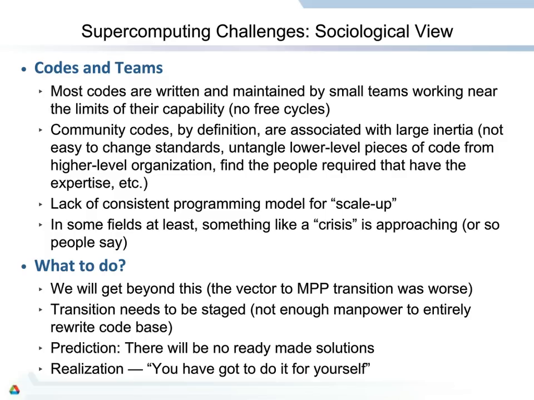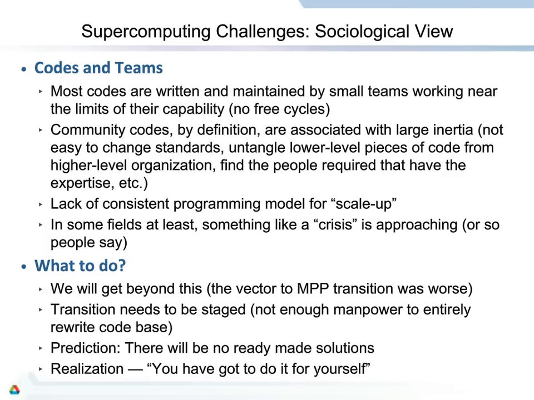There are two things that you have to realize. Even though the solution may be possible, it is very unlikely that there will be ready-made solutions. People worry a lot about portability, and they're talking about high-level languages and so forth. But history says that ready-made solutions will not exist. If you look at the past, that has rarely been the case. Therefore, the code teams will have to do a lot of things. The fundamental realization is that you have to do it for yourself, and it's unlikely that a major solution will just pop out.